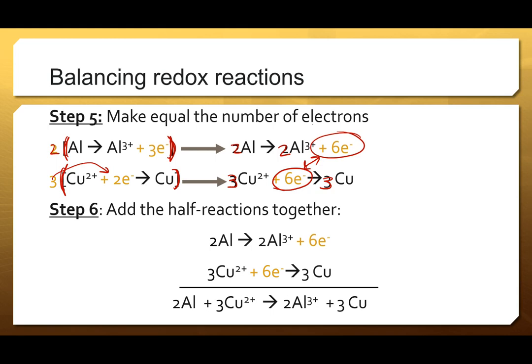Okay. So once we have these two balanced redox reactions, we're going to add them together in step 6. So electrons here, you can think of them as an intermediate, or the fact that we just don't typically write electrons into chemical equations. So we produce it, we consume it. So the balanced redox reaction is as follows. 2 atoms of aluminum have to react with 3 molecules of copper ions, and will produce 2 aluminum ions and 3 atoms of copper.